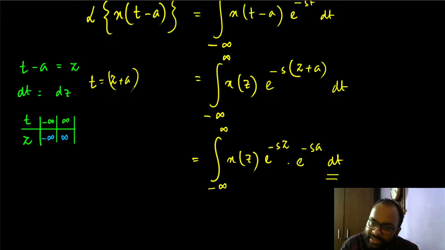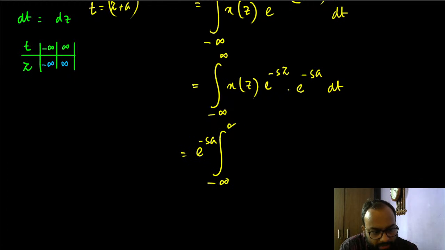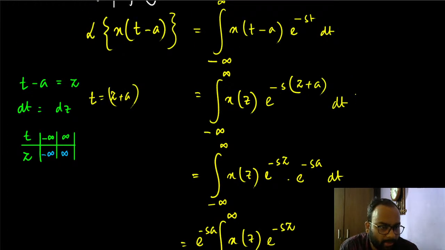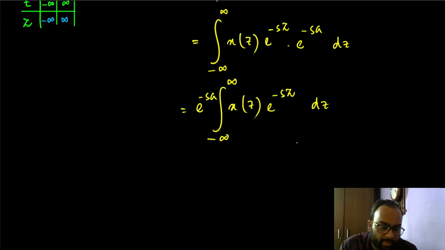Notice that we are integrating with respect to the variable, so anything that does not have it can be treated as a constant as far as this integration is concerned. So this entire term can go outside, and e to the power minus sa is brought outside, leaving x(z) e to the power minus sz. So not dt, sorry, I'm sorry about that. This is going to be dz.